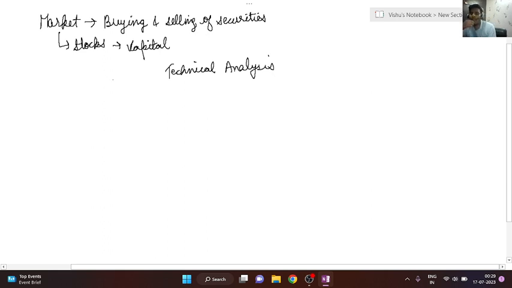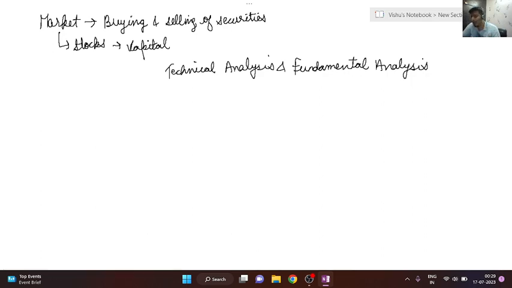Now, technical analysis, and there is one more thing which is known as fundamental analysis. We are not going into fundamental analysis, but let us have a small difference between them so that we can have more clarity of thought.